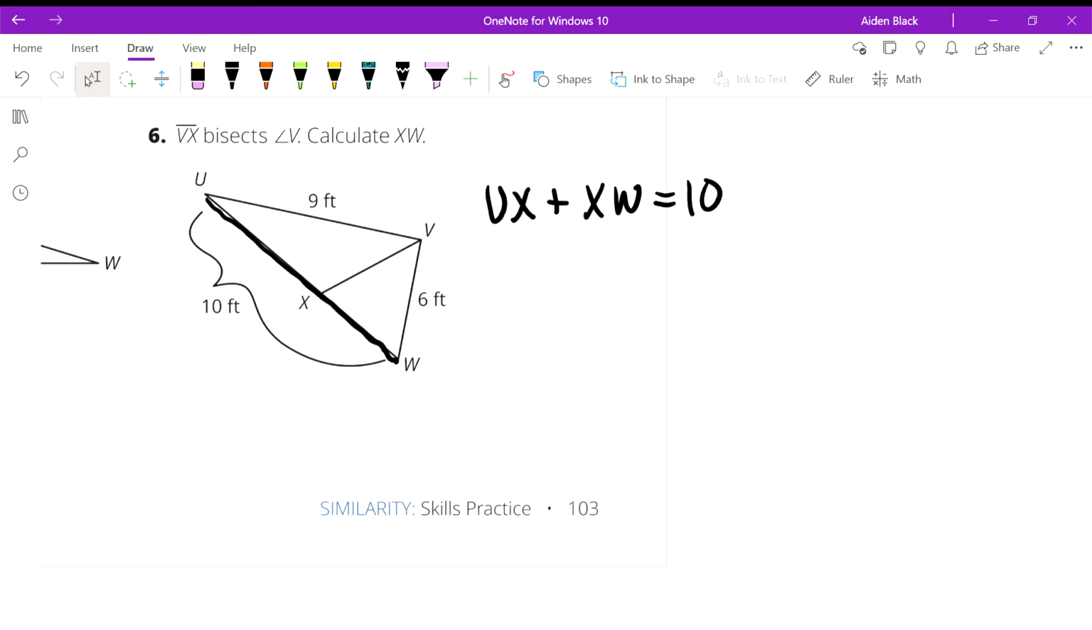Now, I'm going to use this to kind of show, just like in our demonstration a minute ago, that the proportion of these two sides should be equal to the proportion of these two sides. But we have to correlate it correctly, right? So if we put 9/6, which is the long one over the short one, this should be equal to the long one, right? Ux is the longer one, divided by xw.